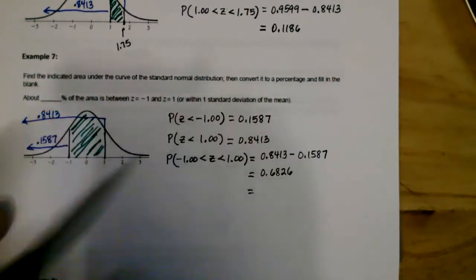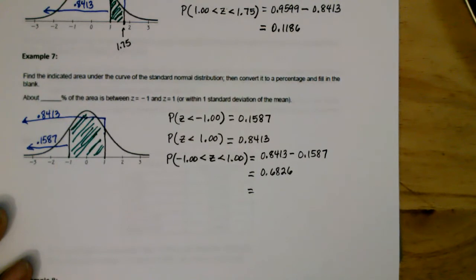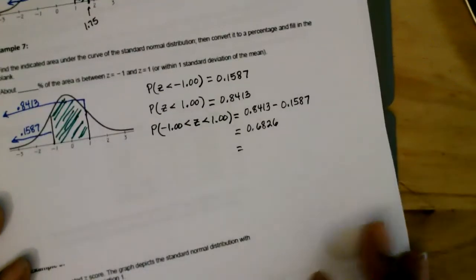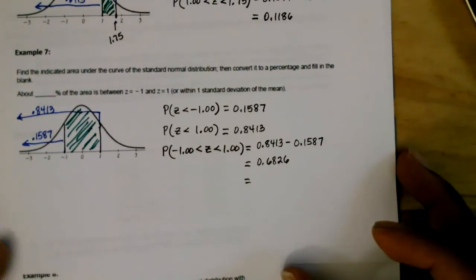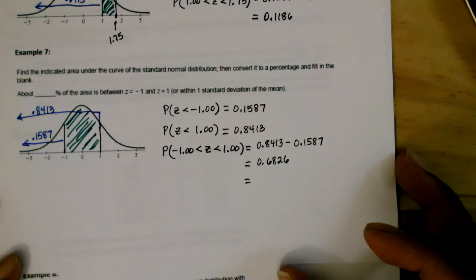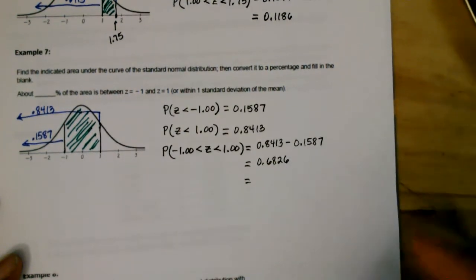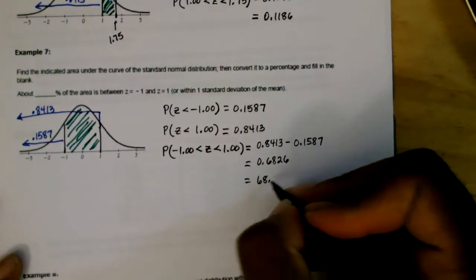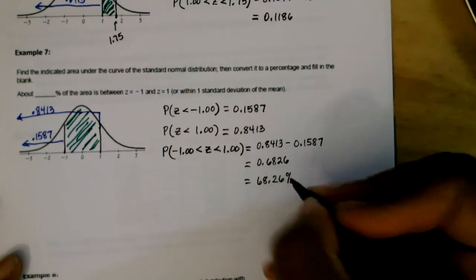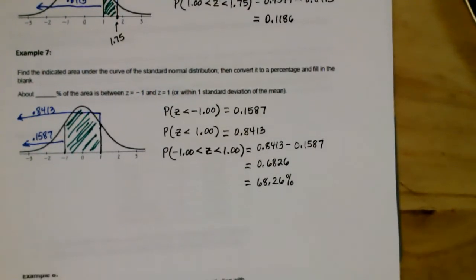Now, they want this as a percent. So if you recall, when you convert a decimal to a percent, you can do one of two things. One, you can move the decimal point 2 places to the right and add the percent sign, or you can take that decimal value and multiply by 100. Well, if I move this over 2 places to the right, it will be 68.26%. So about 68.26% of the area is in between z equal -1 and z equal +1, or within 1 standard deviation of the mean.